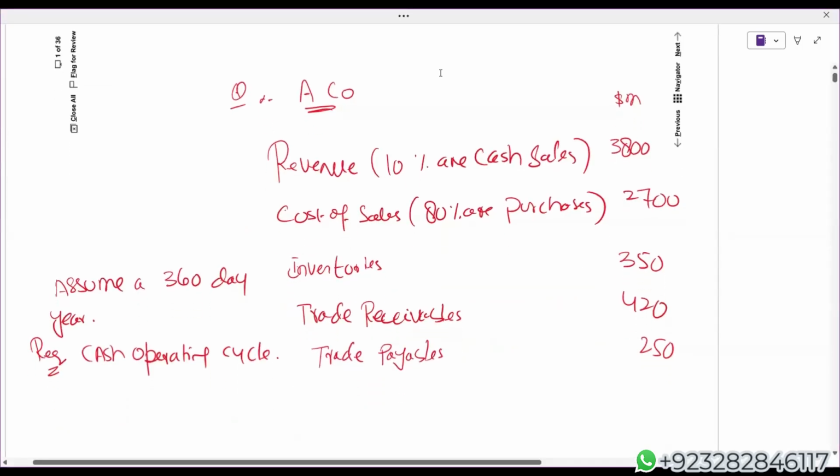Question one. In question one, they're just asking you to calculate cash operating cycle. How do we calculate cash operating cycle? We need inventory days plus receivable days and minus trade payable days.